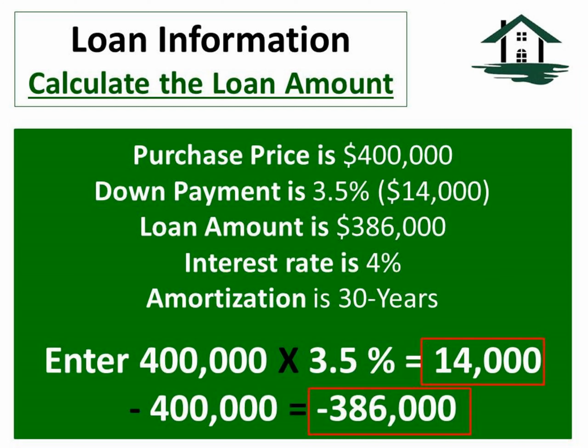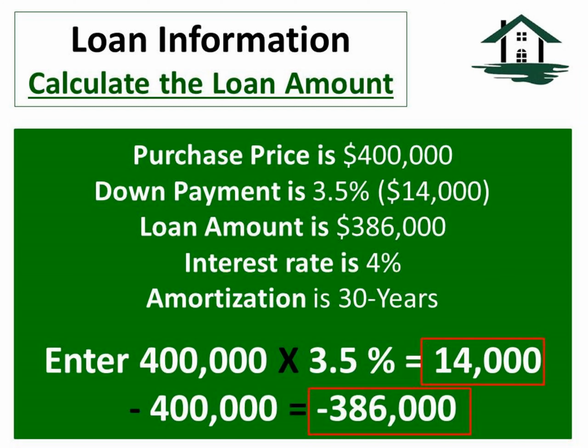To get the loan amount, first, let's calculate the down payment. On your calculator, you will enter 400,000 times 3.5%. Then hit the equal key, and your screen will show you 14,000. Now, hit the minus key, then enter 400,000. Then the equal key, and your screen will show you negative 386,000. This is your loan amount.